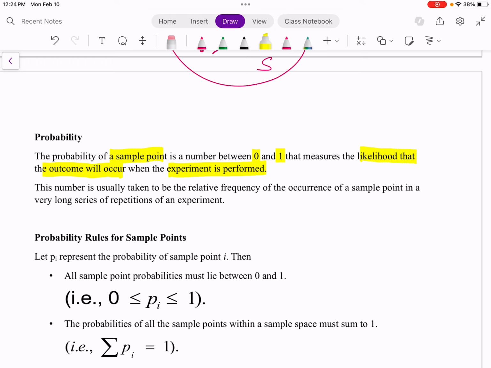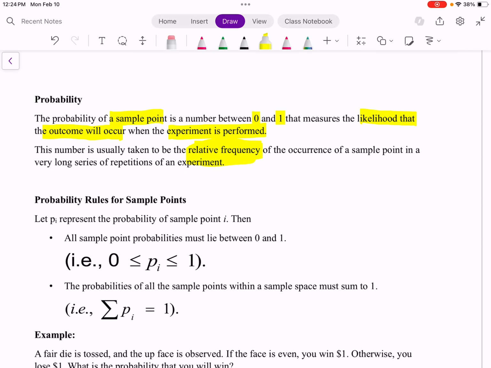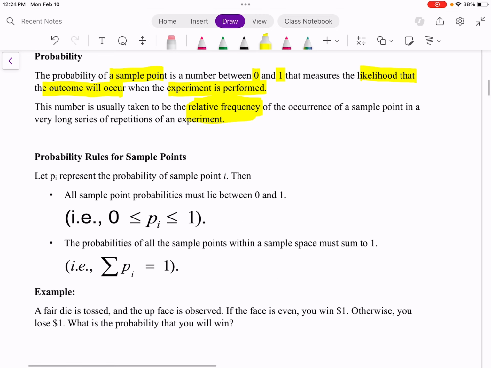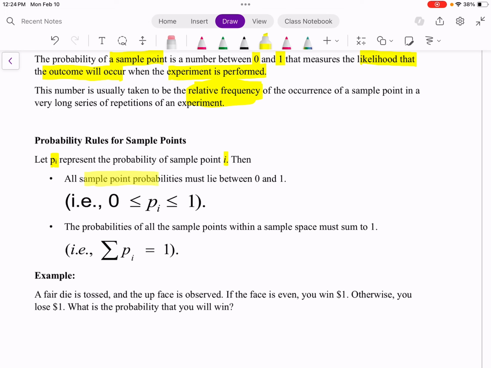Now, we can also take that number as the relative frequency of occurrence of a sample point for that experiment. So probability can also be taken as a relative frequency when you repeat the same experiment a number of times. Now we have two rules for the probability of a sample point. Let's call Pi the probability for a sample point i. That is the notation here. The probability of every sample point must lie between 0 and 1.